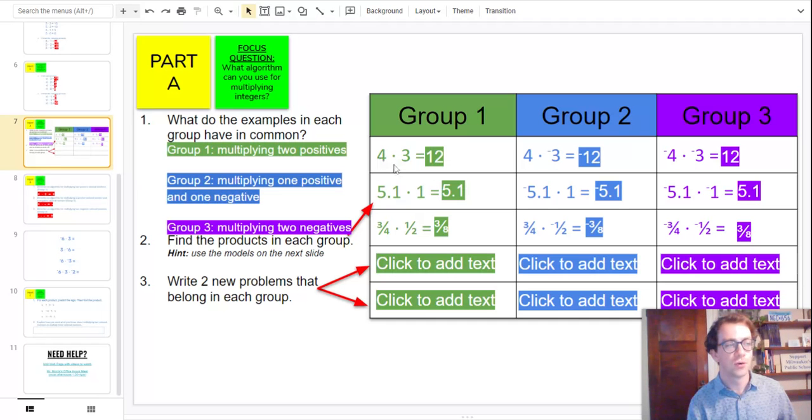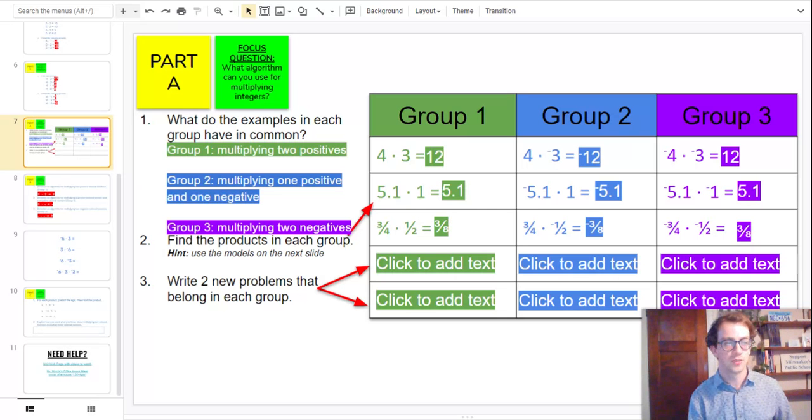So if we have positive 4 times positive 3, we know that equals positive 12. Positive 5.1 times 1 equals positive 5.1 still. And positive 3/4 times positive 1/2 equals positive 3/8. What did we notice about these three products? I noticed that when we are multiplying positive times positive, all three of the products are also positive.